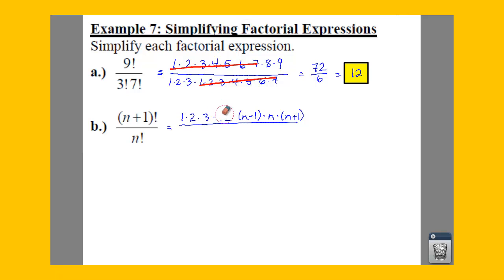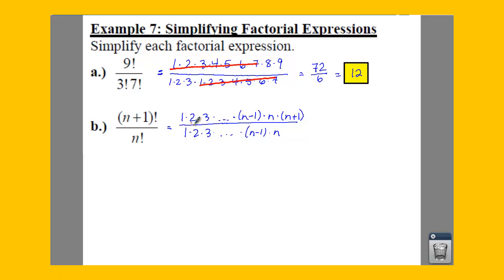These are all dots here. And the eraser's not working so well. Dot, dot, dot. There we go. On the bottom you have an n factorial. So you have 1 times 2 times 3 times dot, dot, dot times n minus 1 times n. Your n minus 1 is just whatever this number is, subtracted by 1.